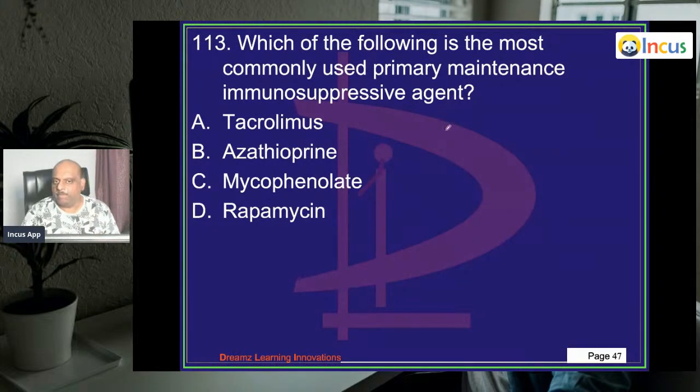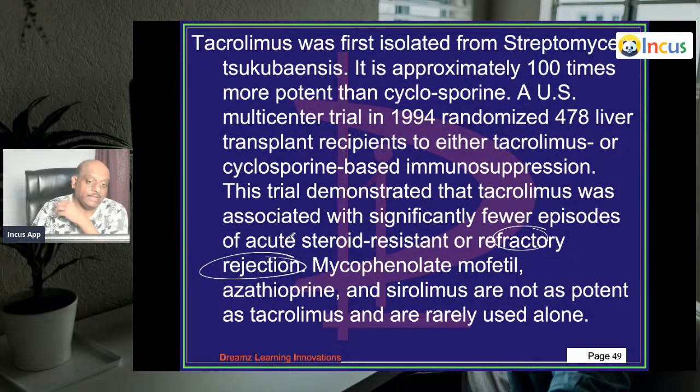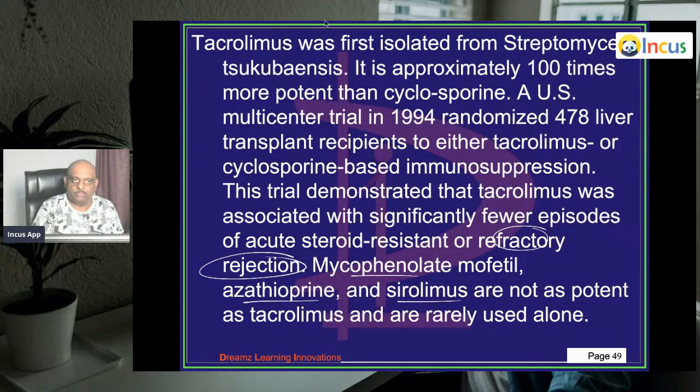Now, for primary maintenance immunosuppressive agent, it is the tacrolimus. If you compare tacrolimus with others, there are fewer episodes of refractory rejection. If you take mycophenolate mofetil, azathioprine, sirolimus, they're not as potent as the tacrolimus is what I want to underscore to all of you.